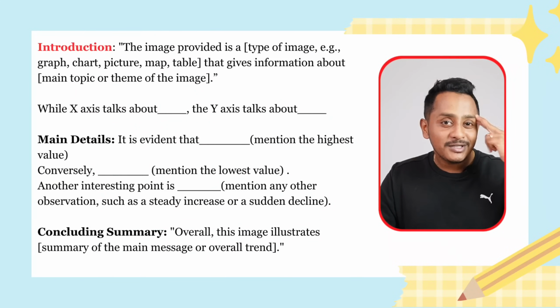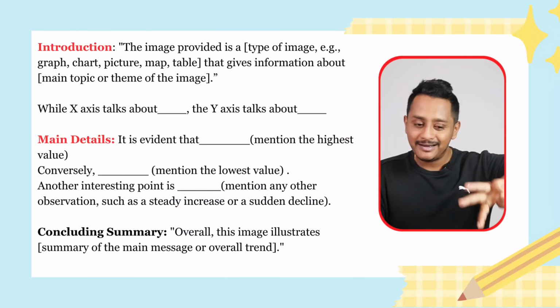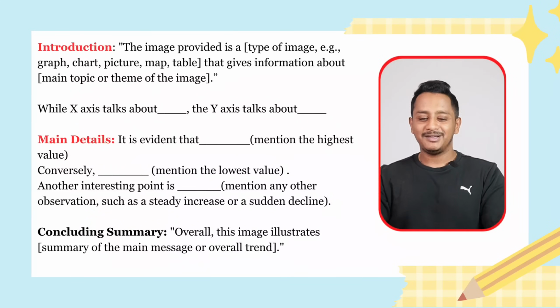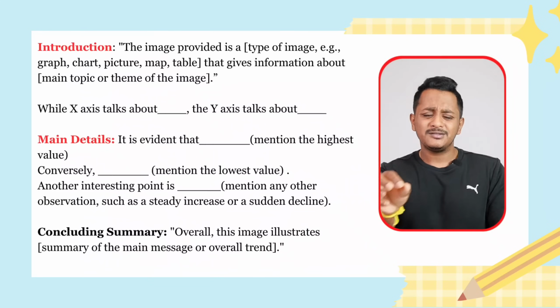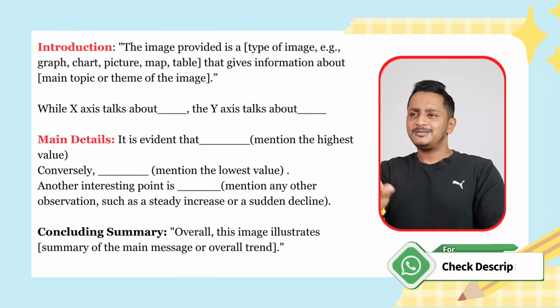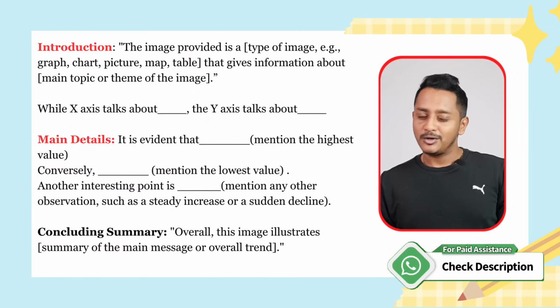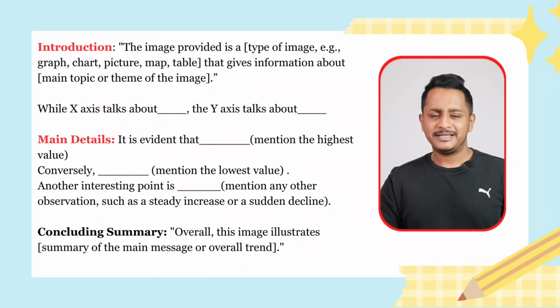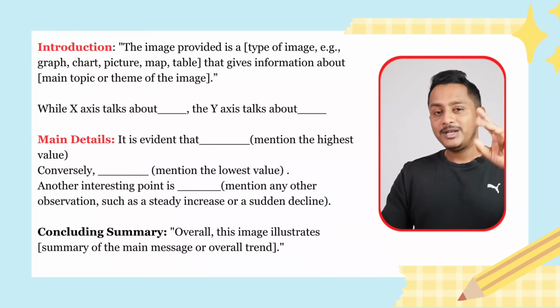Then where I need to put my brain into it, this is where the main details are. I've listed 3 different things. It is evident that you have to talk about something, mention the highest, whatever you want. I've written here, mention the highest, because it is easy to find the highest in a short interval of time. But if you want to find something else from the image, it is evident that conversely. Now when I say conversely, I should go opposite of it.